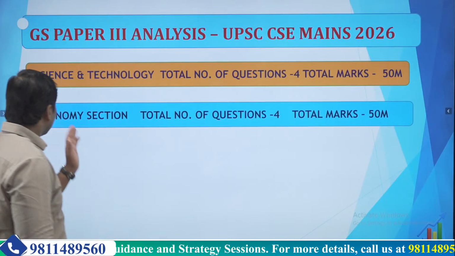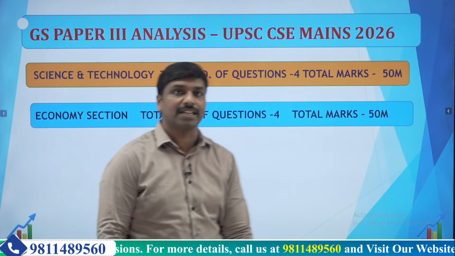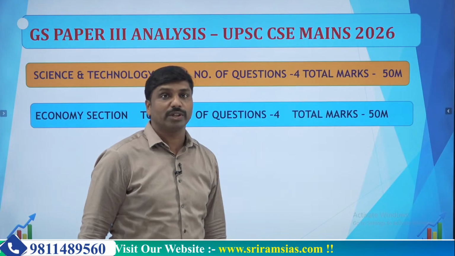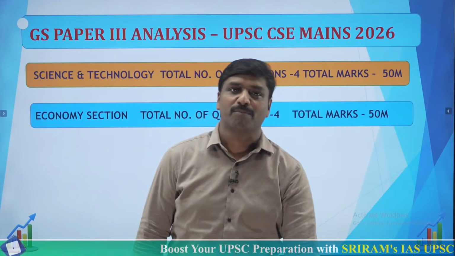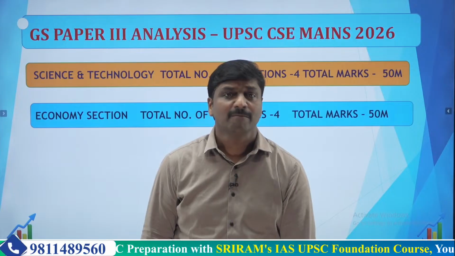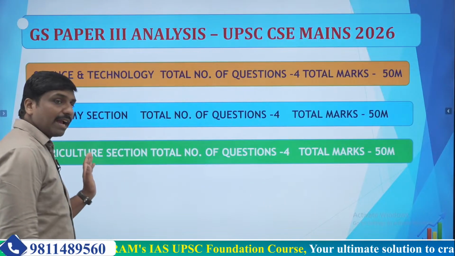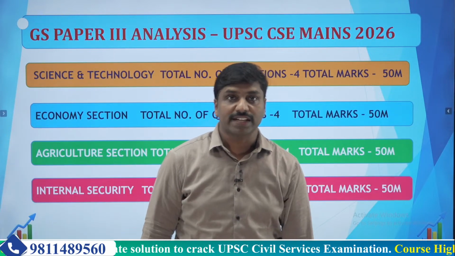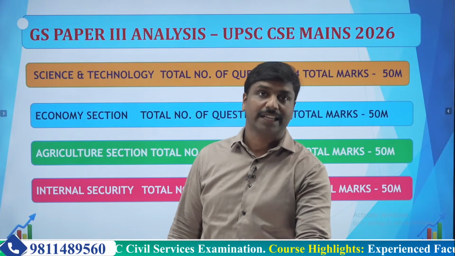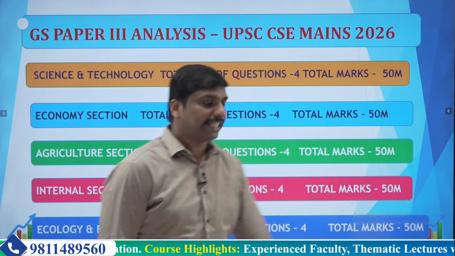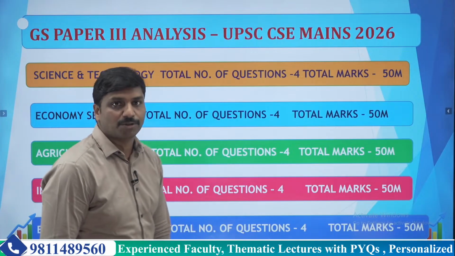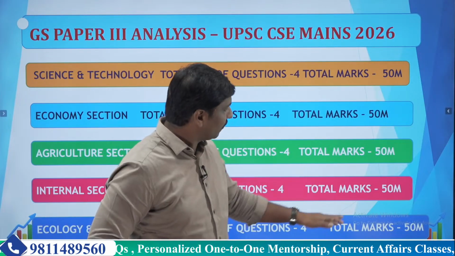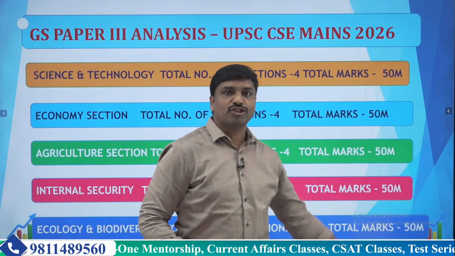Then from the socio-economic development, that is the economy section, again we have around 4 questions amounting to around 50 marks. This is another important piece of information that you can keep in mind. Then from the agriculture section, again there were 4 questions of 50 marks. From the internal security section, again 4 questions of 50 marks, and the environment and ecology and disaster management section also has 4 questions of 50 marks. So 50 into 5, it is 250.